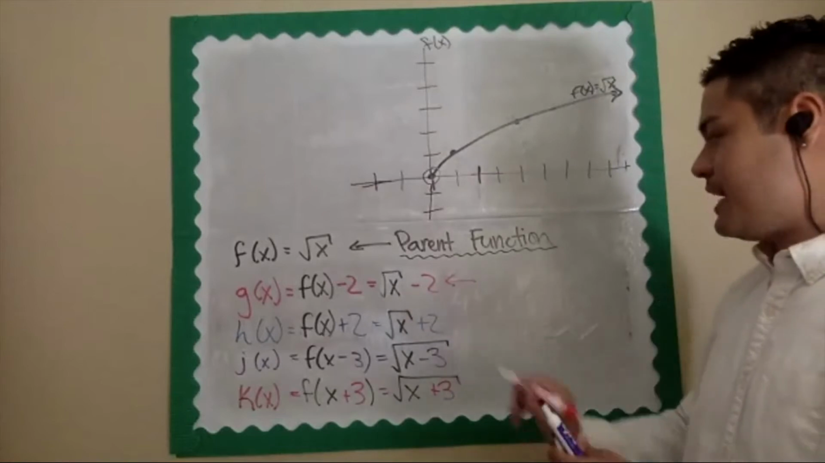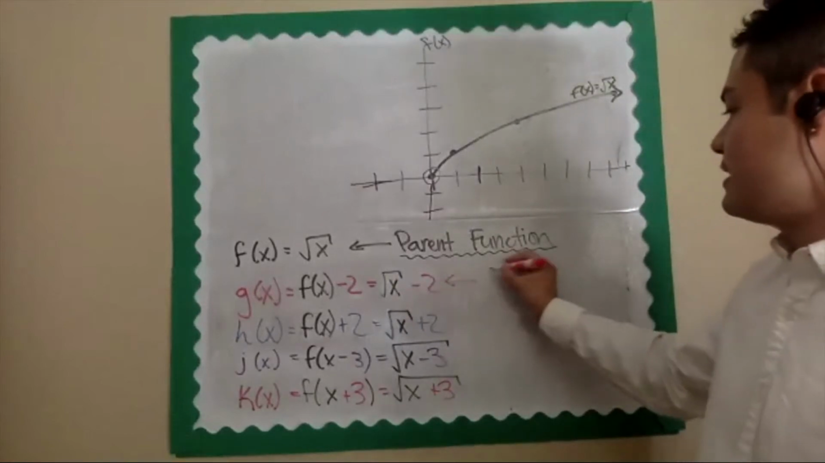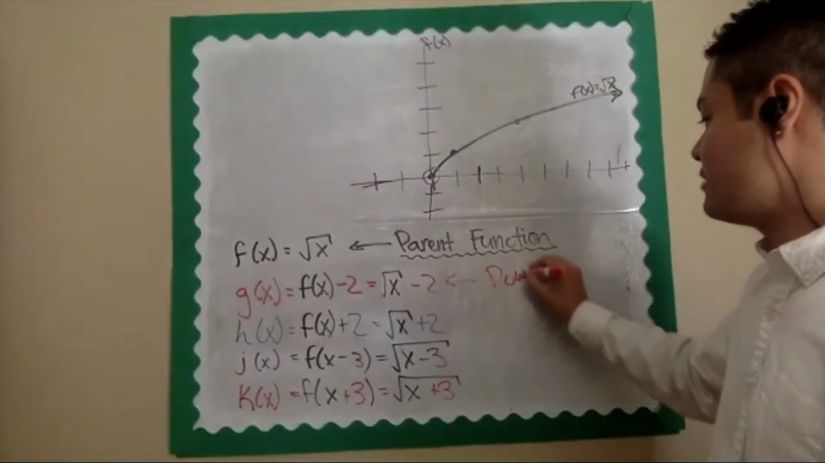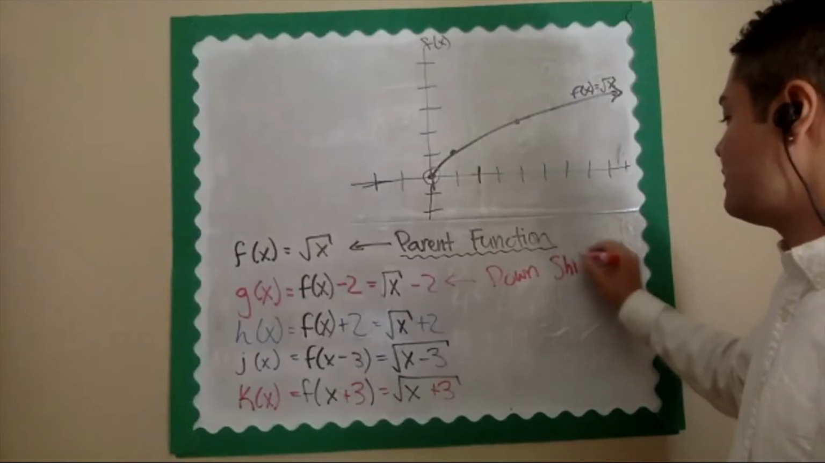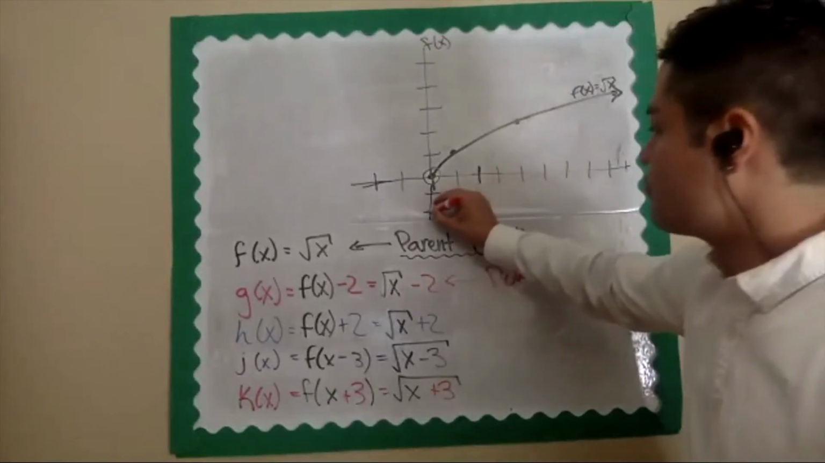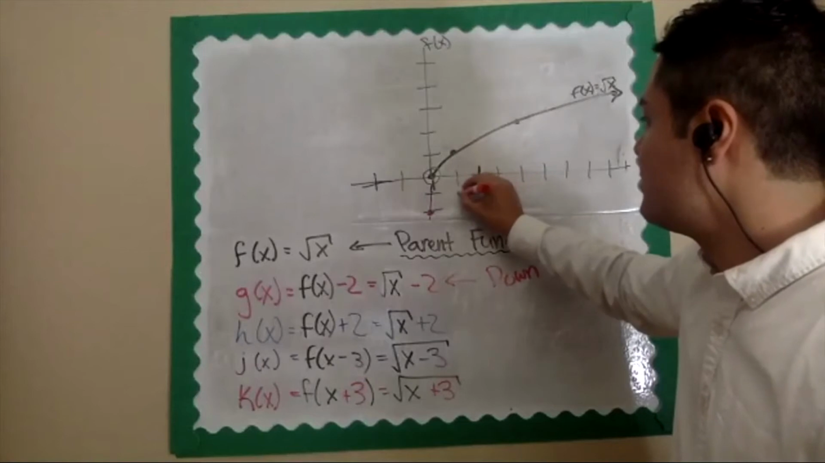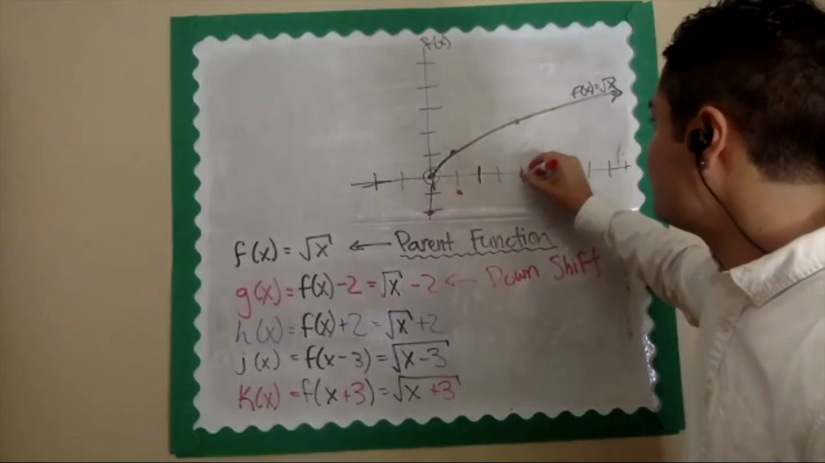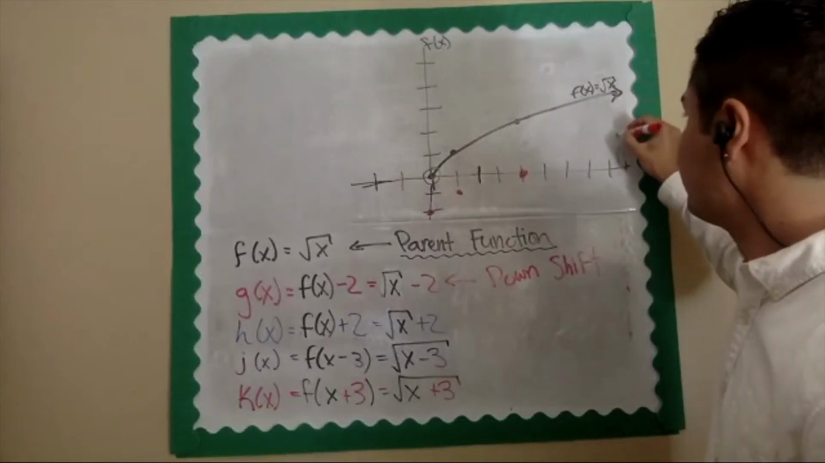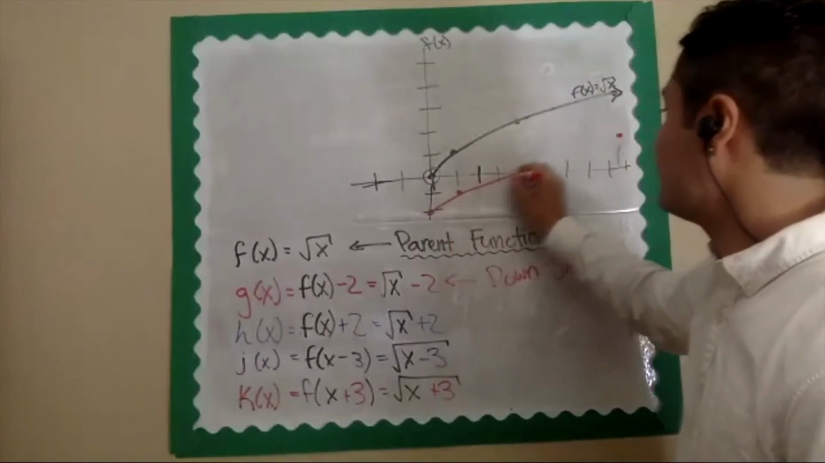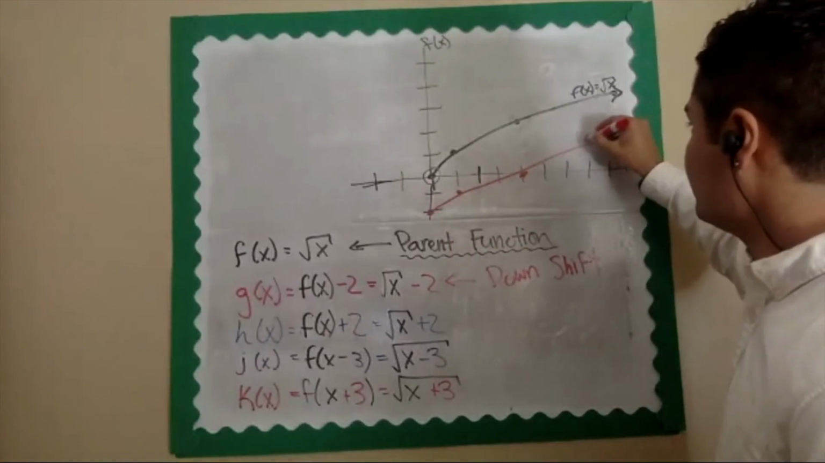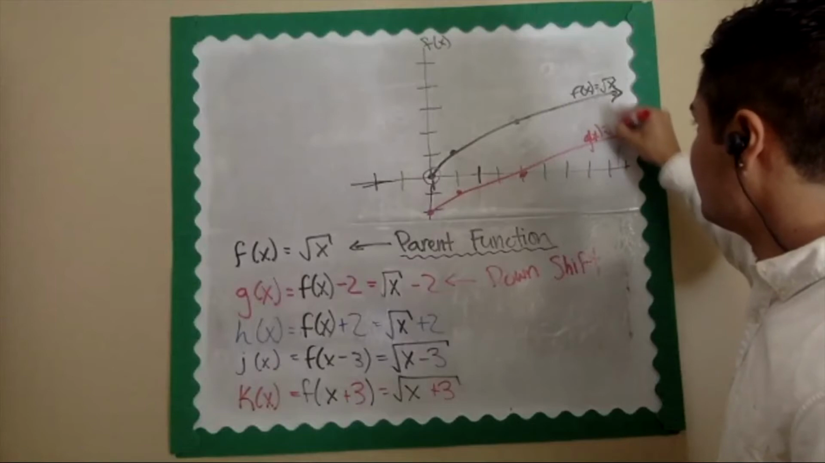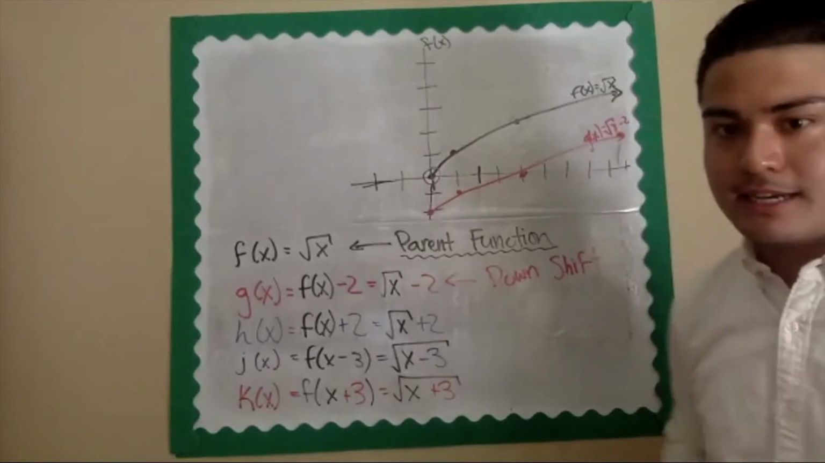When it's on the outside of the function, this is a downshift. It's a vertical and it goes down. Okay, so I'm going to redraw my graph. And now this is my g of x, root x minus 2 on the outside.